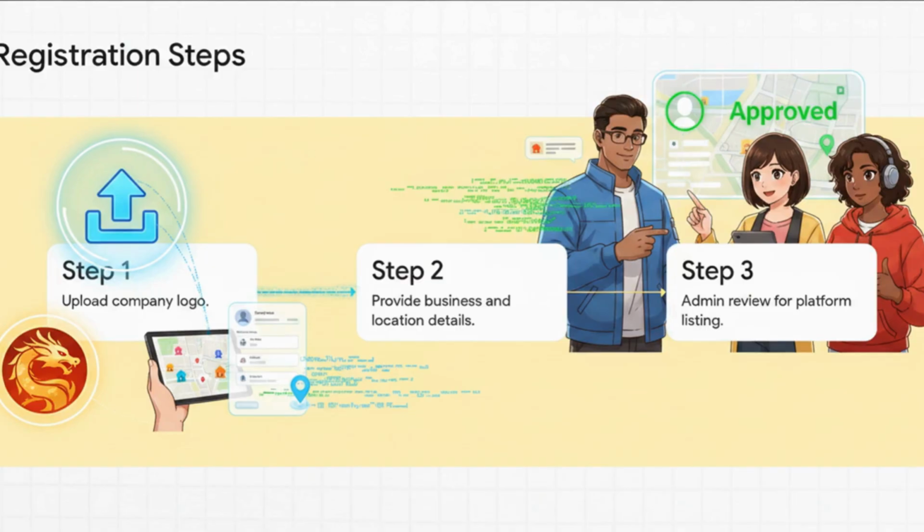First, the builder uploads their company logo. Second, they provide basic business and location details. And finally, the application goes to an admin review. Once they get approved, they can instantly start listing properties on the platform.